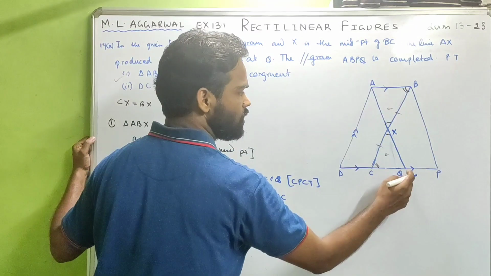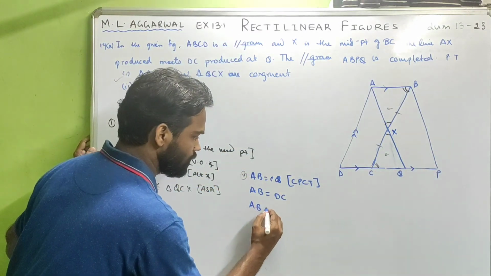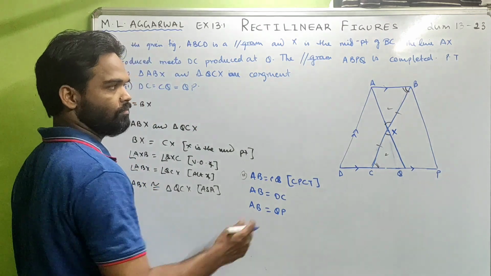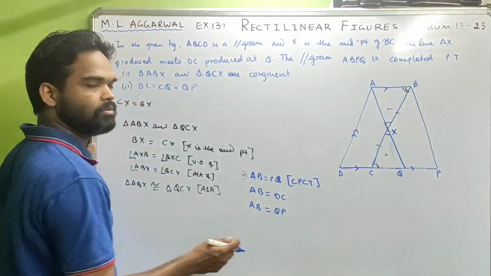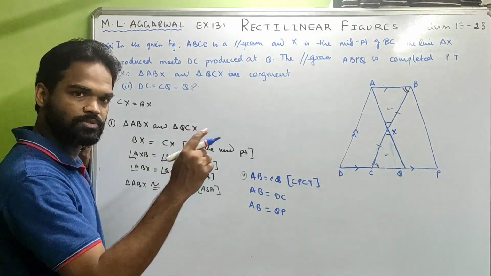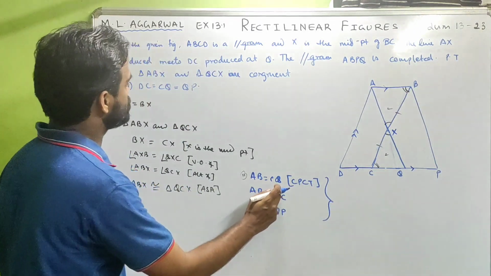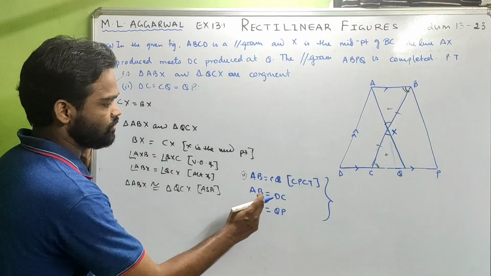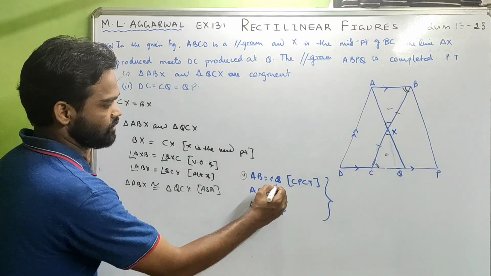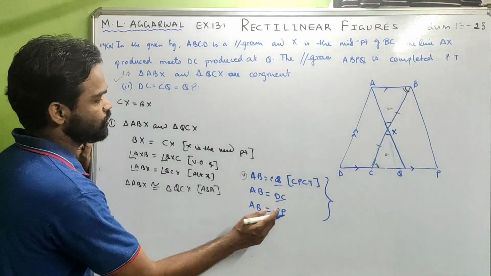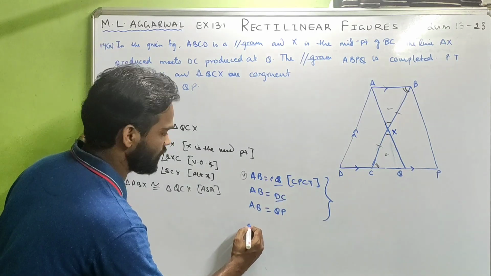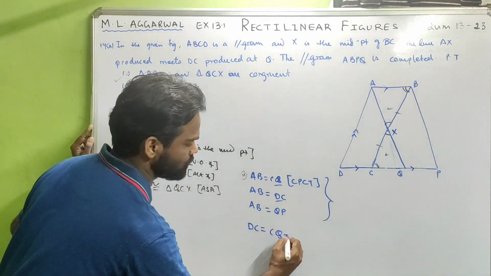And AB is equal to QP also. Look over here. AB equals to QP also. Why? Because ABPQ is a parallelogram. So that's the opposite side. Now combining these three, if you see, AB equals to CQ, and AB equals to DC. So this and this will be equal. Again, AB equals to QP. So these three will be equal, which means, can I write DC equals to CQ equals to QP?